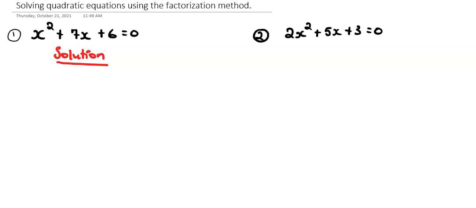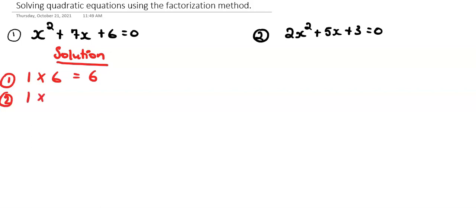It's an equation. So step number 1 is to multiply the coefficient of the x squared term, which is 1, by 6, which is the constant, or c. All right, so that gives us 6. Step number 2, we ask ourselves what two numbers multiply to give us 6, but at the same time, will add to give us 7.